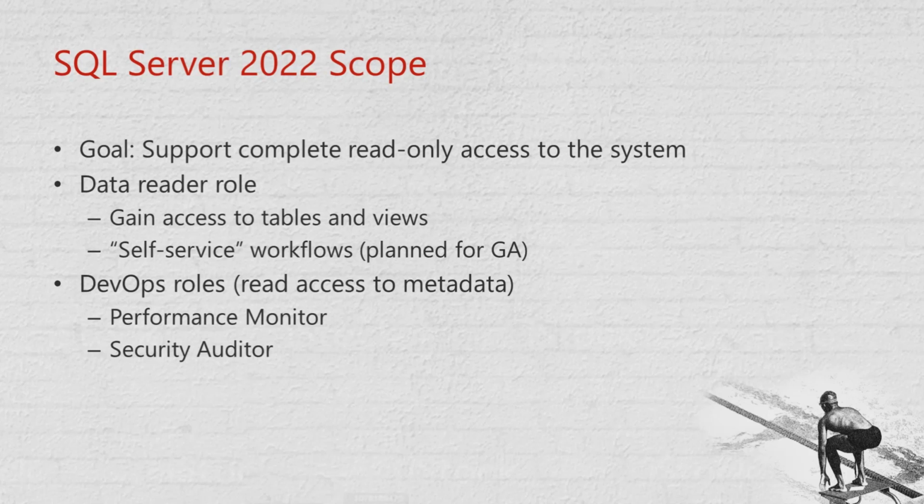Metadata access is provided through the DevOps roles, where basically the user will have access to system views and functions at both the database and server level. Depending on the sensitivity, security-sensitive views and functions are under the security auditor role, and the rest of the views and functions are under the performance monitor role. So in this discussion I mentioned some roles, and before going deeper into it, maybe it would be useful to understand how these roles actually map to the security concepts that you are familiar with.